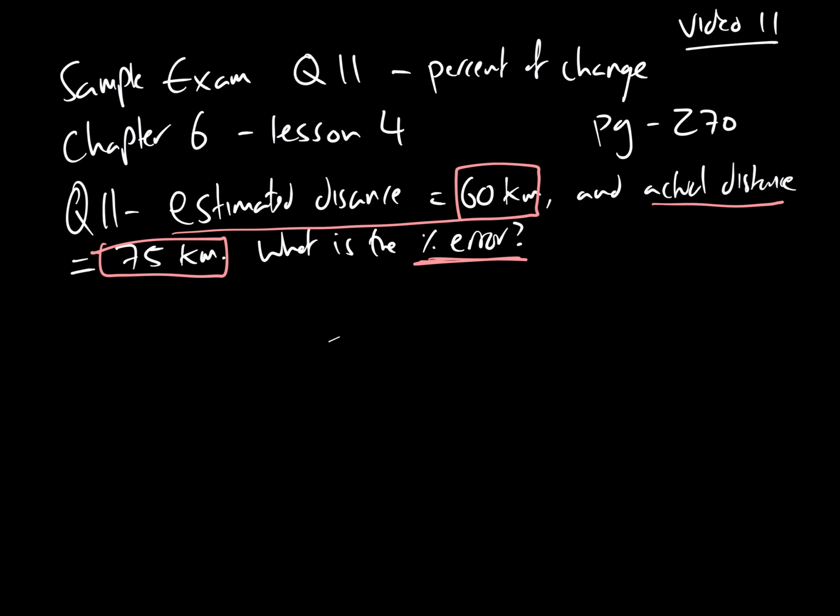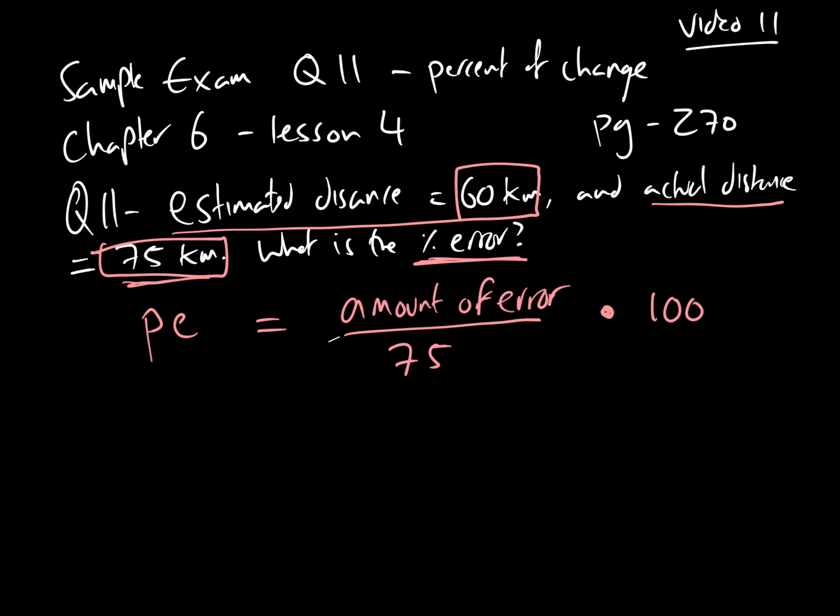So as you know, if we go back to the formula, we have percentage error is equal to the amount of error, we'll have a look at that next, divided by the actual value. So the actual value here we know is 75 kilometers. And then we always multiply this by 100.